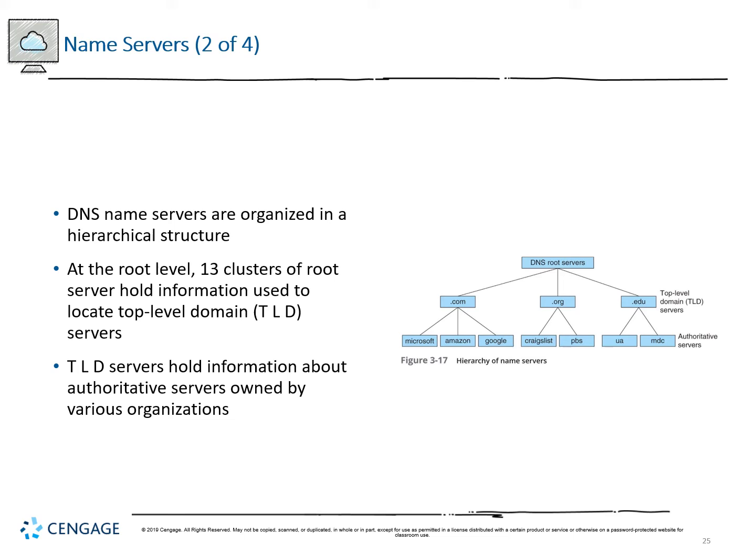TLD servers hold information about authoritative servers owned by various organizations. So if we're trying to look something up for Google, we would need to go to the google.com authoritative server. So we would go, if we were going from the top down, to the root, to the TLD for .com, and then Google in the authoritative list. And then we would have the secondaries and the caching server and all that.